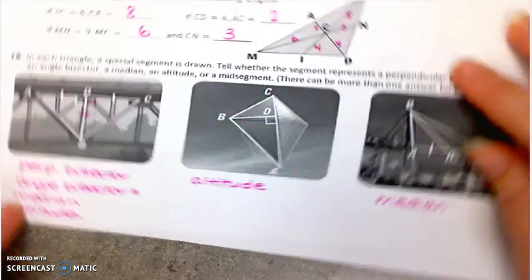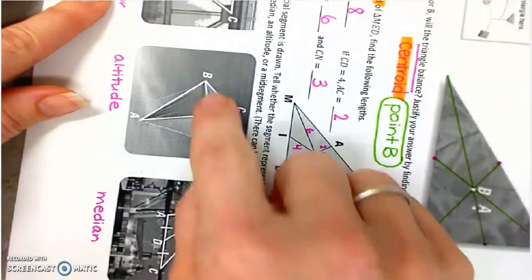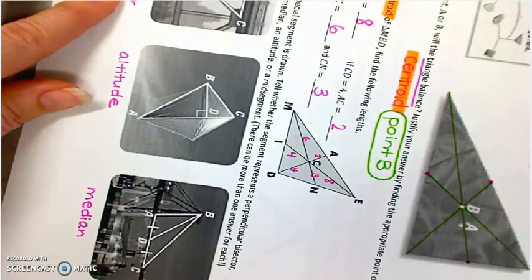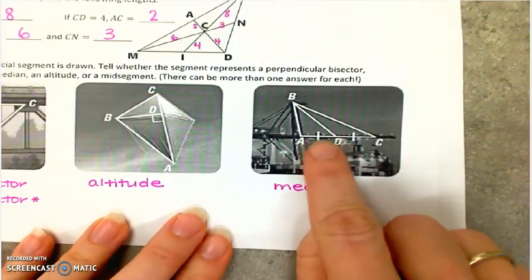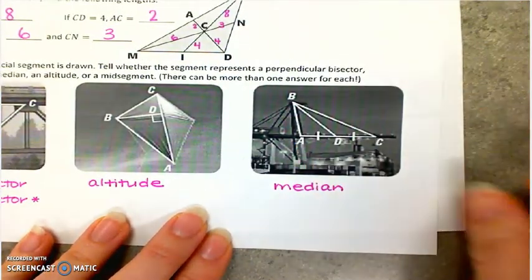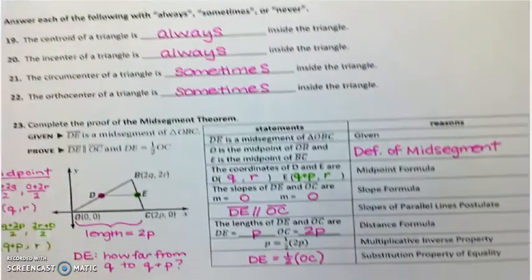This one is just an altitude. If you imagine dropping the watermelon straight down. And this one is a median, where you find the midpoint, tick, tick, and connect to the opposite vertex.